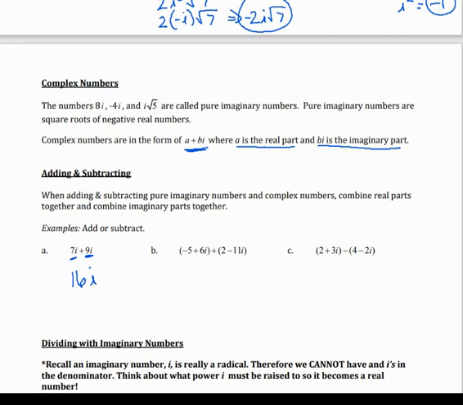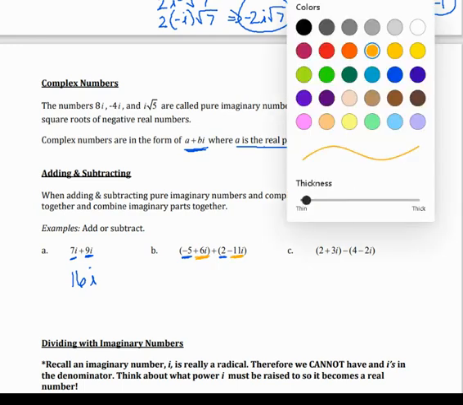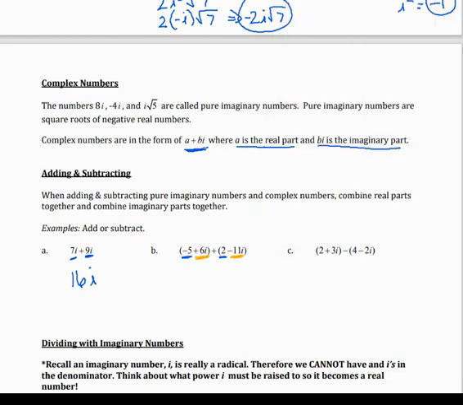If I do B, these are two complex numbers. So notice -5 is the real part and 2 is the real part. And if I take a different color, +6i is an imaginary part and -11i is also an imaginary part. So when I add them together, I want to make sure I'm combining those like terms. So -5 and 2 makes -3, and 6i and -11i makes -5i. And there you have it. You try C, make sure to distribute the negative sign.